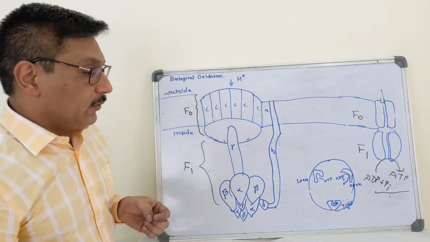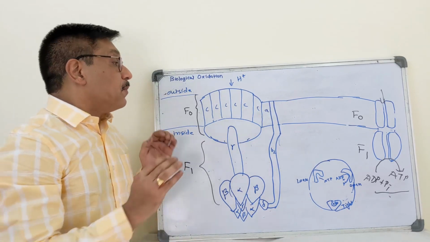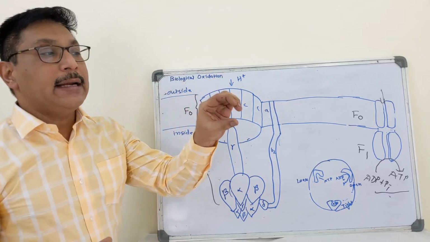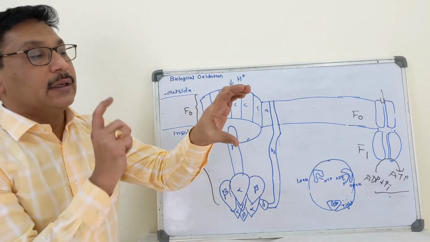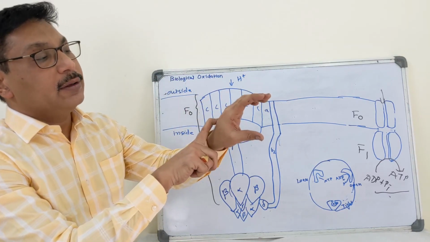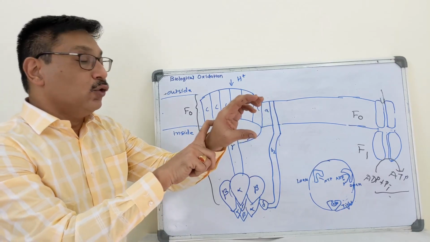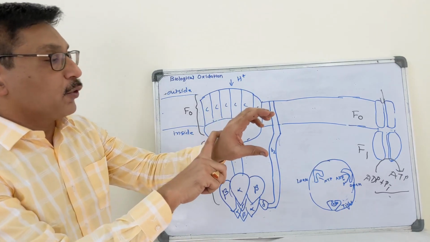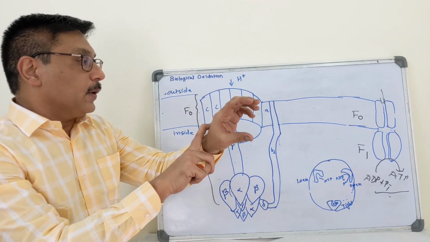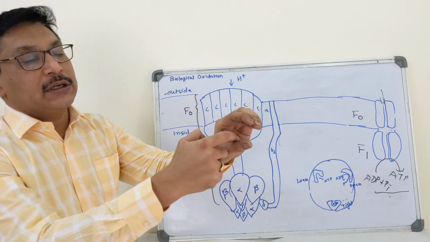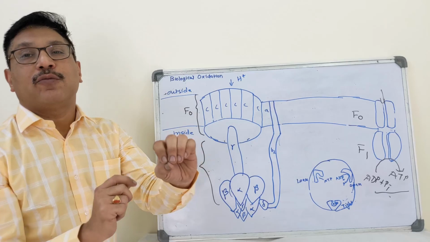This is called the binding change mechanism. By hitting of the gamma subunit, ATP is released, loose conformation, then open conformation, and then tight conformation.